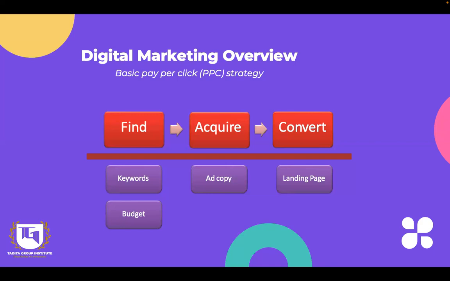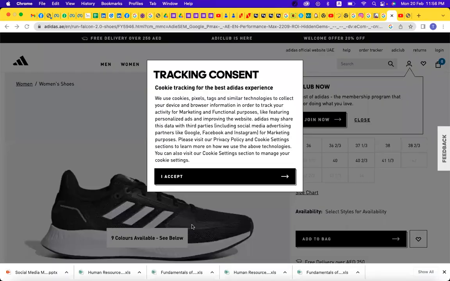Okay, so generate sales and generate leads. And how can you generate more sales and more leads? You should have a very good landing page. All these ads which you are creating take you to a specific page. There is no ad that you click on and it takes you to a home page. There is no paid ad that, when you click on it, takes you to a home page. All paid ads take you to a specific page. That specific page of a website is known as a landing page.